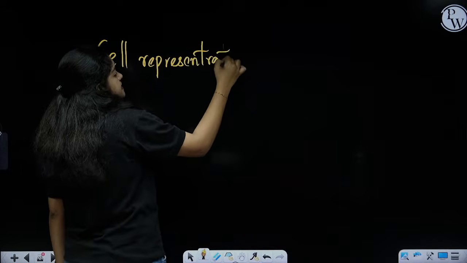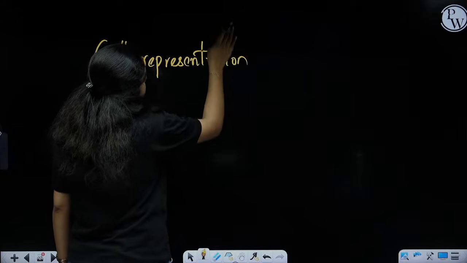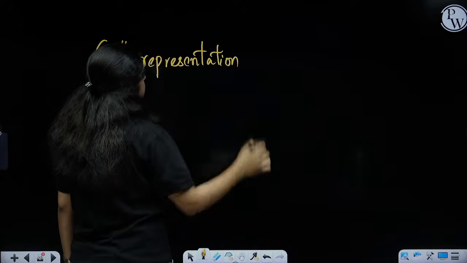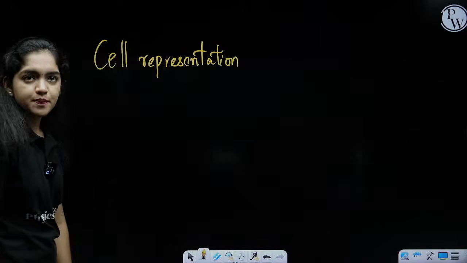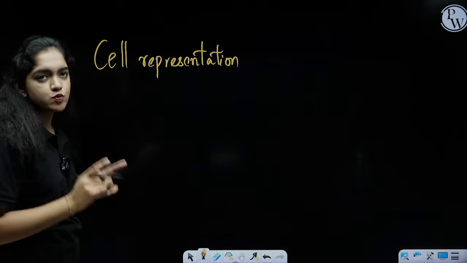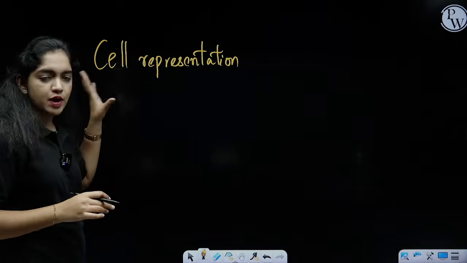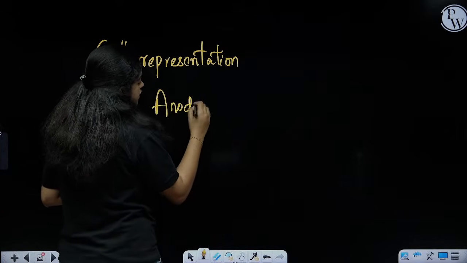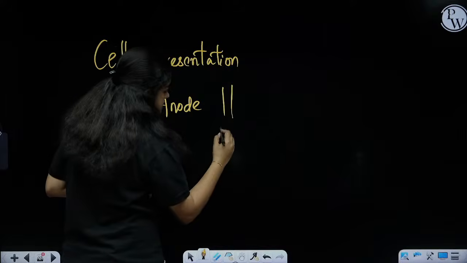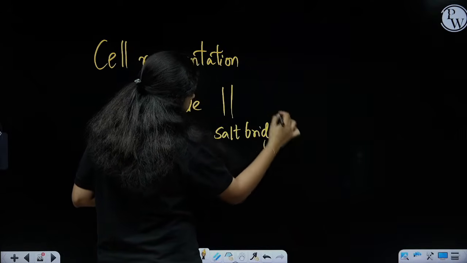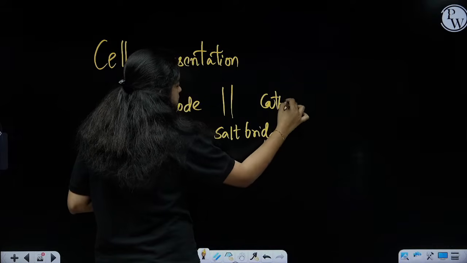For cell representation, this is asked for 1 mark many times in your boards. So it is a repeatedly asked 1 mark question, cell representation. First we will write the anode. The double bar indicates the salt bridge. Then the cathode. So can we start?